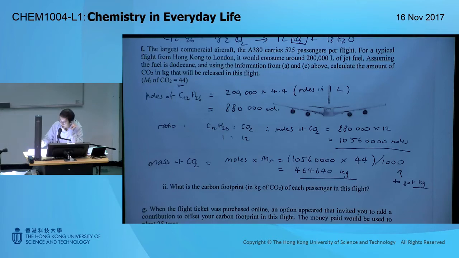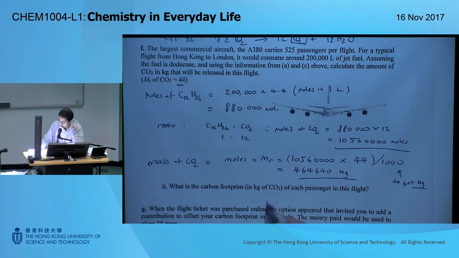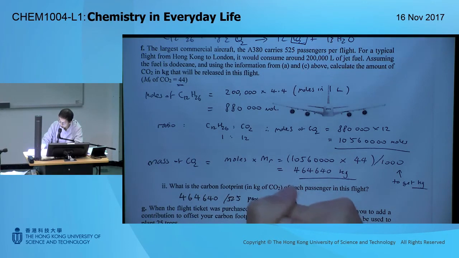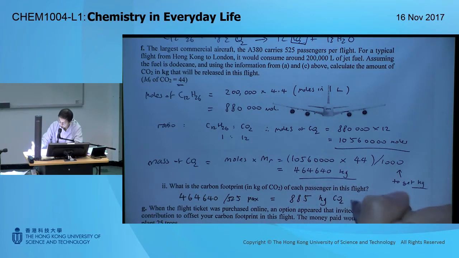So what is the carbon footprint of each passenger? There are 525 passengers. So it means that how many kilograms of CO2 is released per passenger. So we have to divide this by the number of passengers. Divided by 525 passengers. That gives us 885 kilograms of carbon dioxide per passenger.